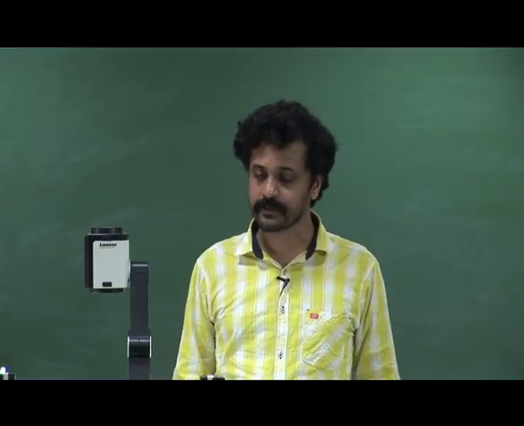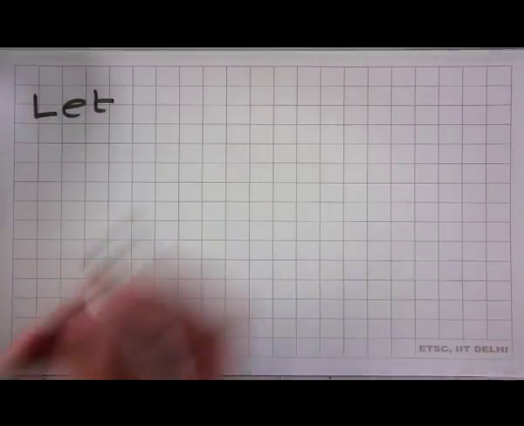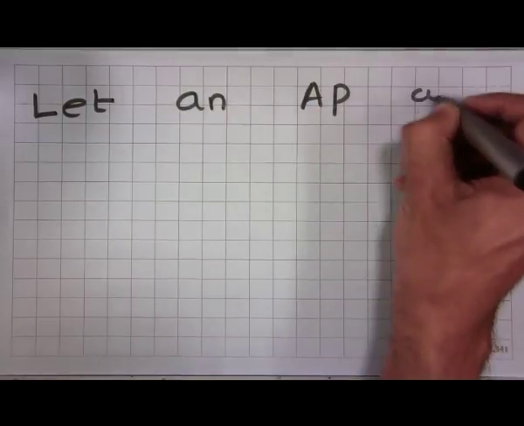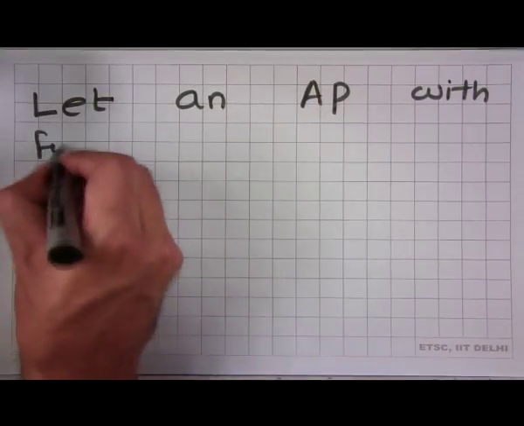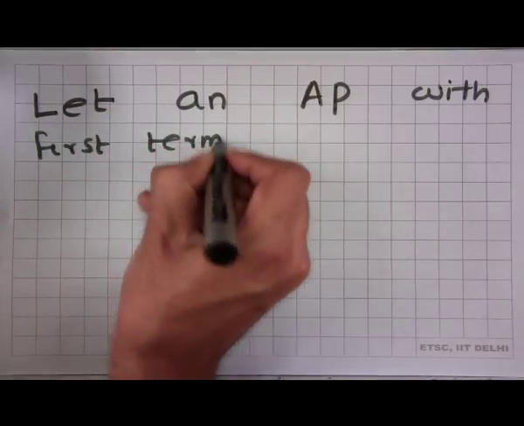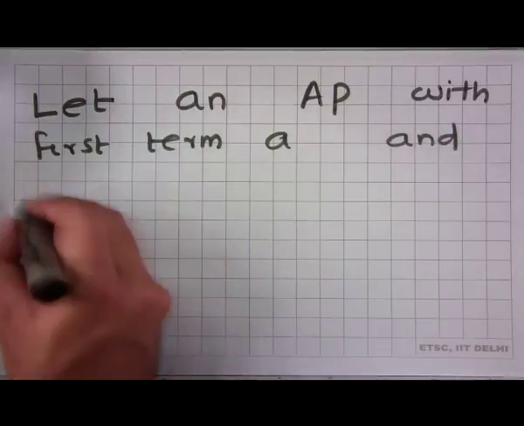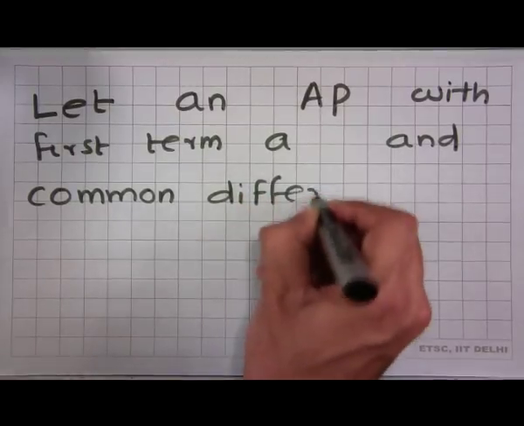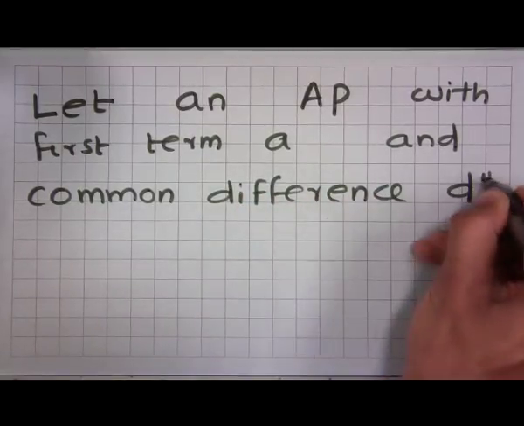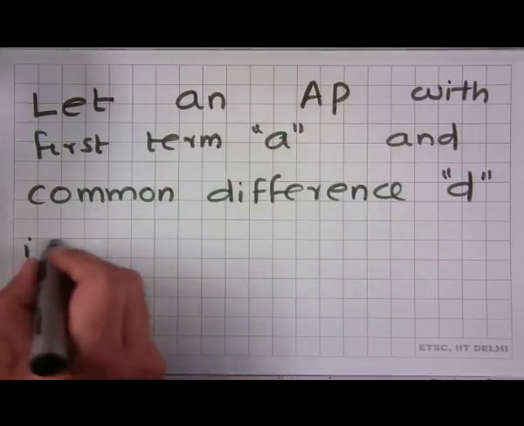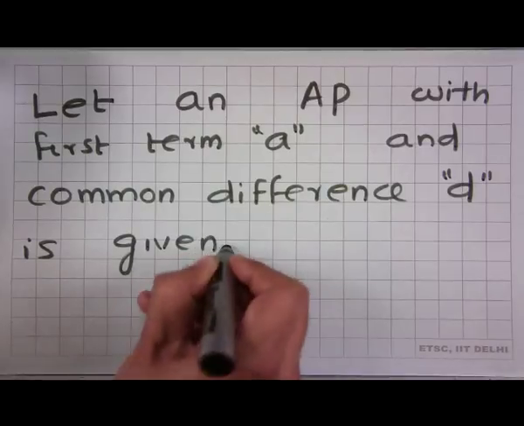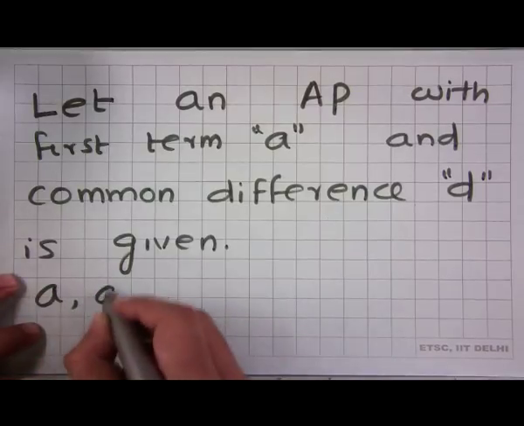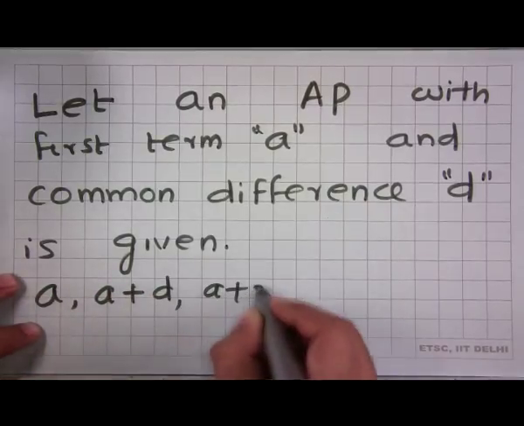Next, let us ask the following question. Let an arithmetic progression with first term a and common difference d be given. Let us take it in its standard form: a, a plus d, a plus 2d, and so on.